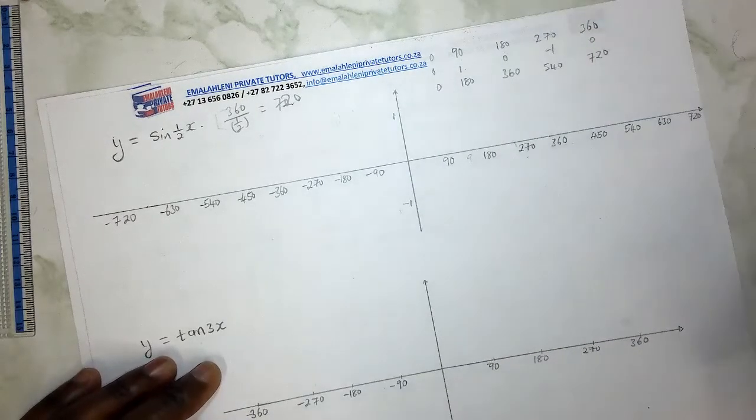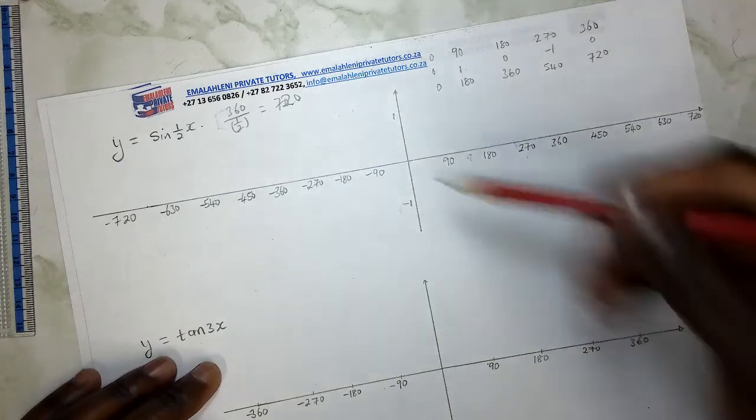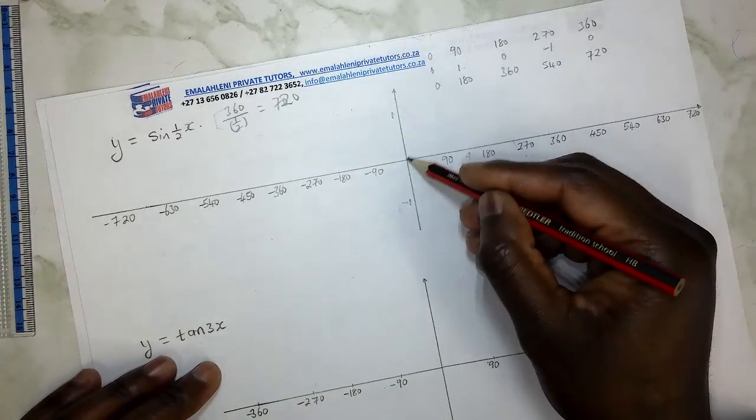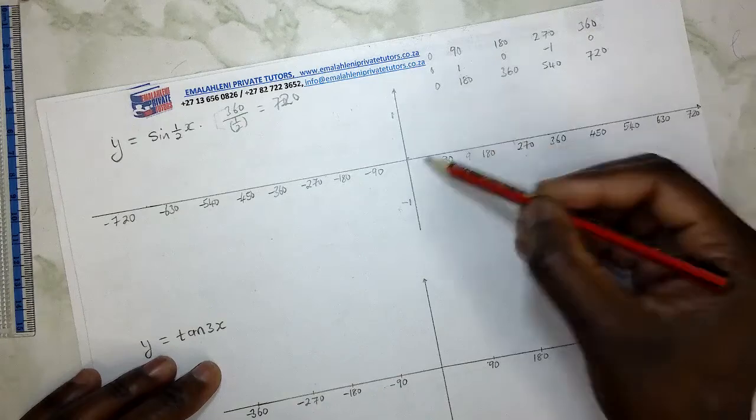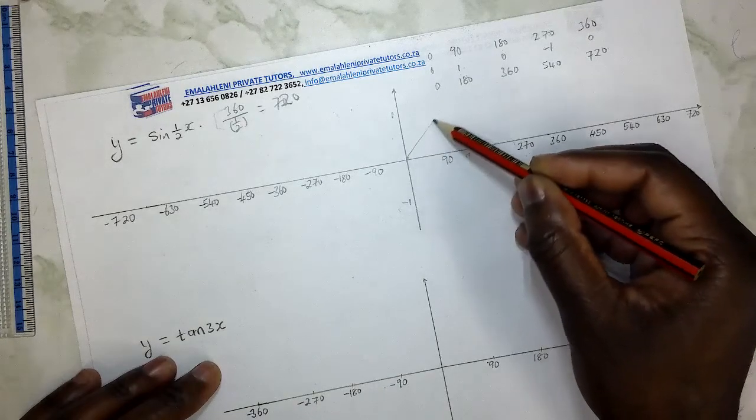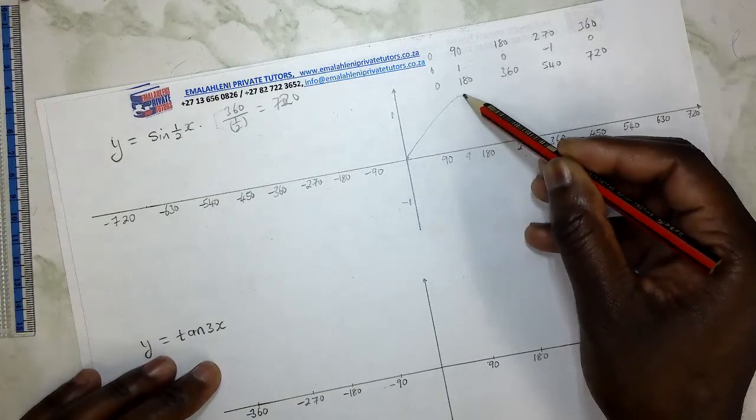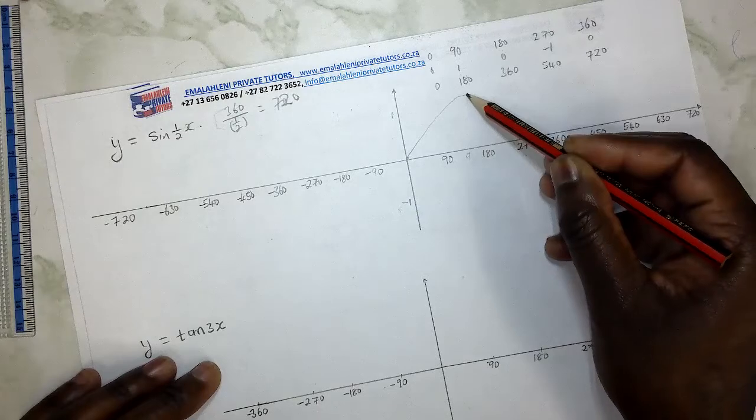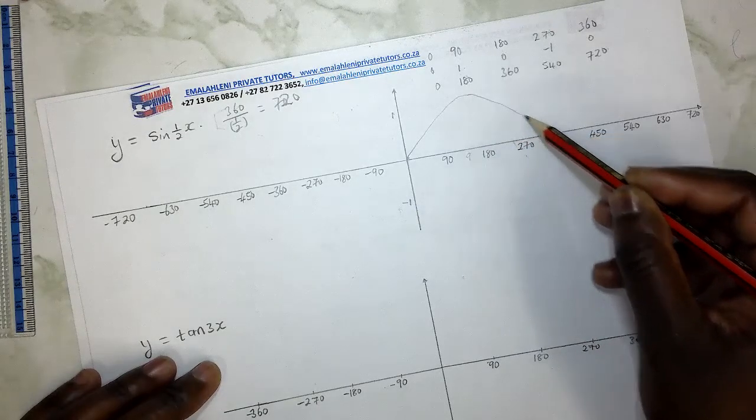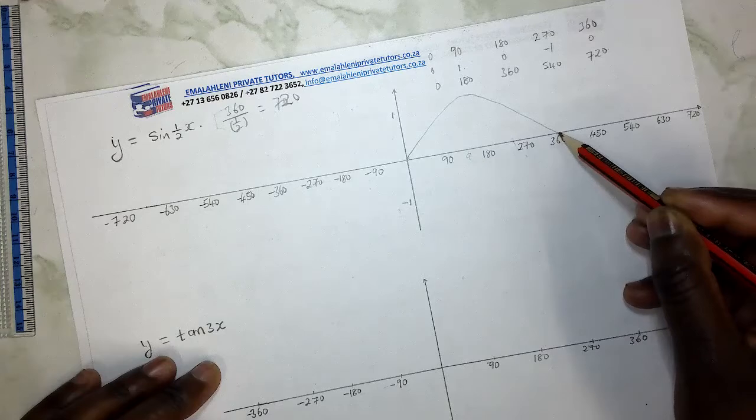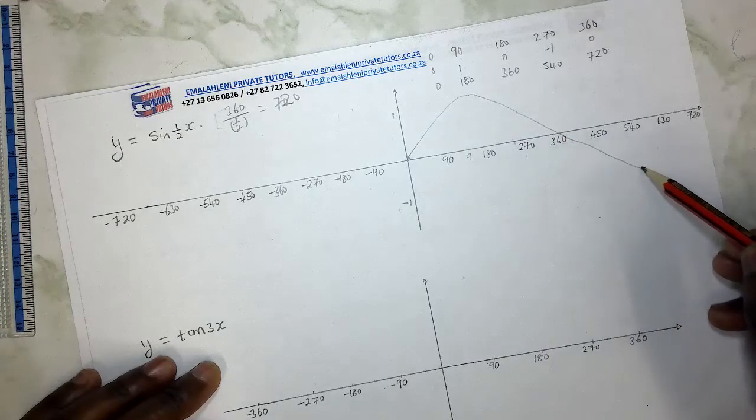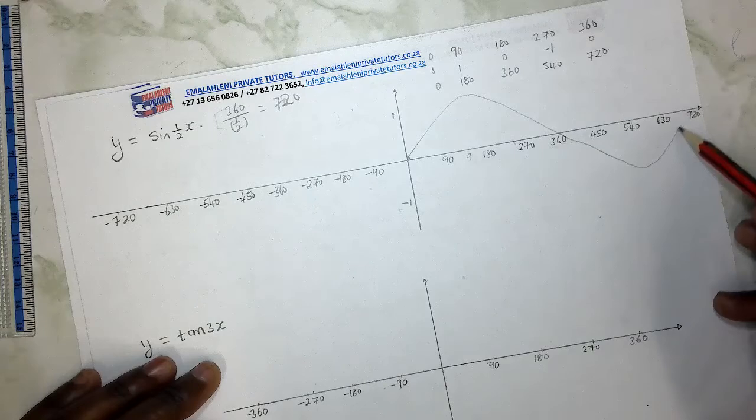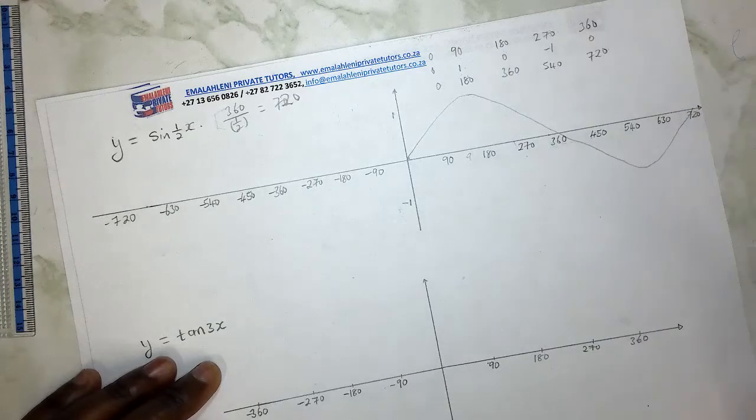So now when you're drawing the graph, we know that 0 is supposed to be at 0 here. Then at 180, that's your 1. Then at 360, that's your 0. Then at 540 is -1. Then at 720, it's 0.